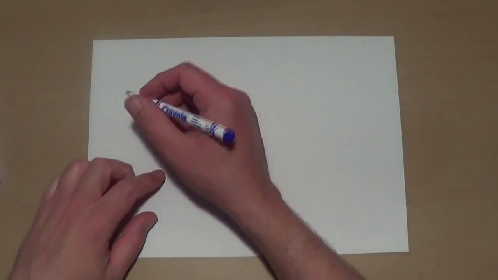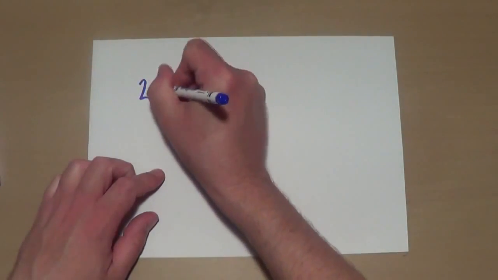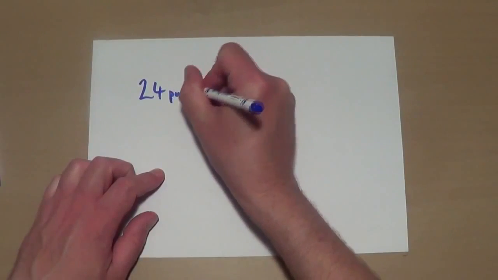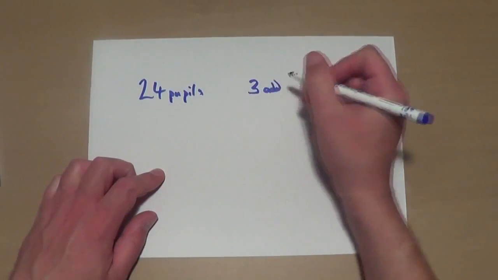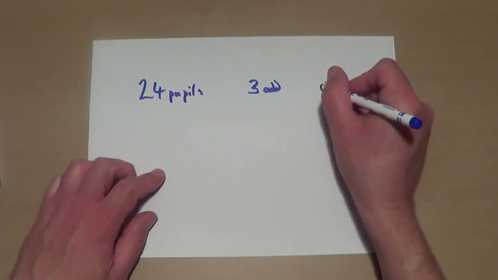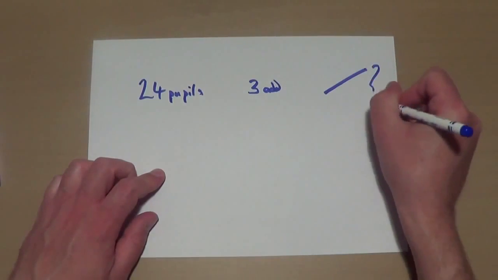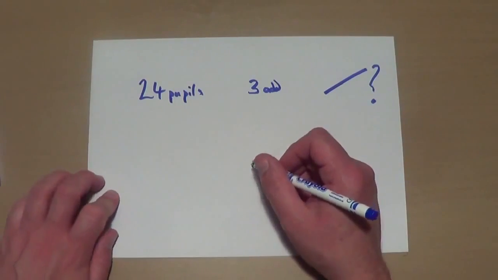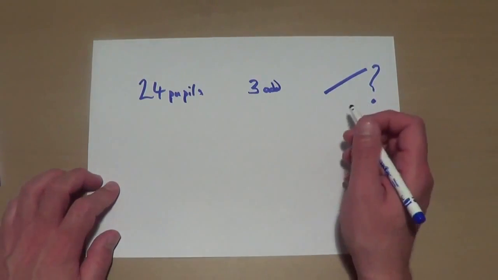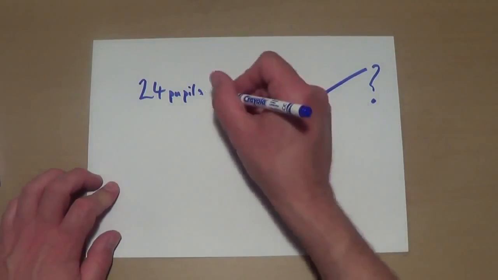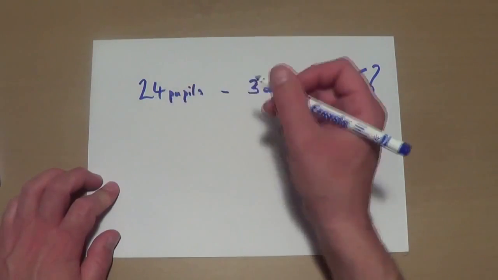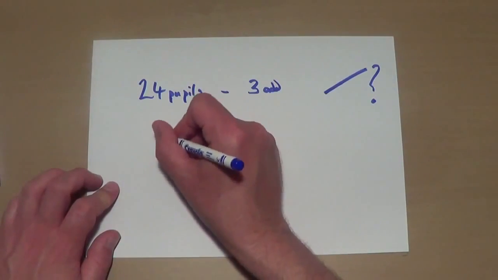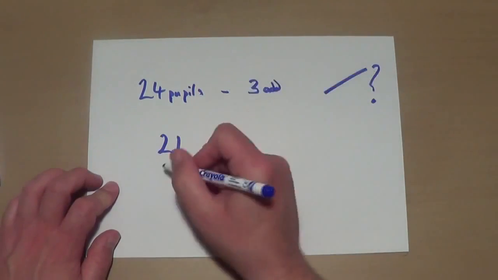In a class of 24 pupils, 3 need additional support. What fraction of the class do not need additional support? Give your answer in its lowest terms. Right, okay, so the answer wants us to give it as a fraction. So first of all, we need to take these 3 pupils away from 24, which will leave us 21. Going to make this a fraction now.